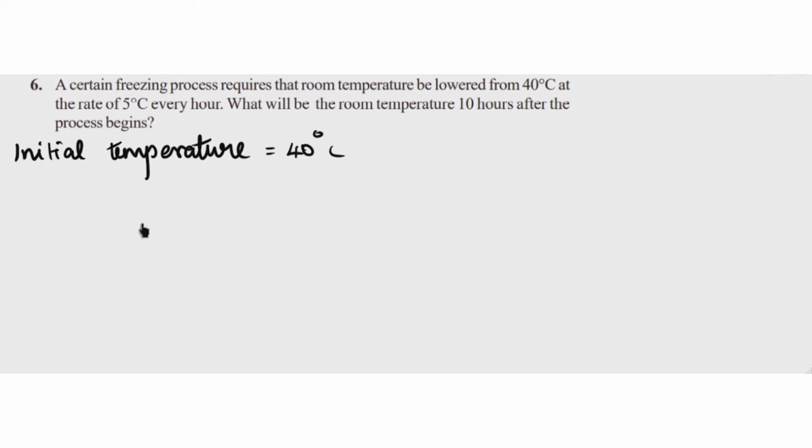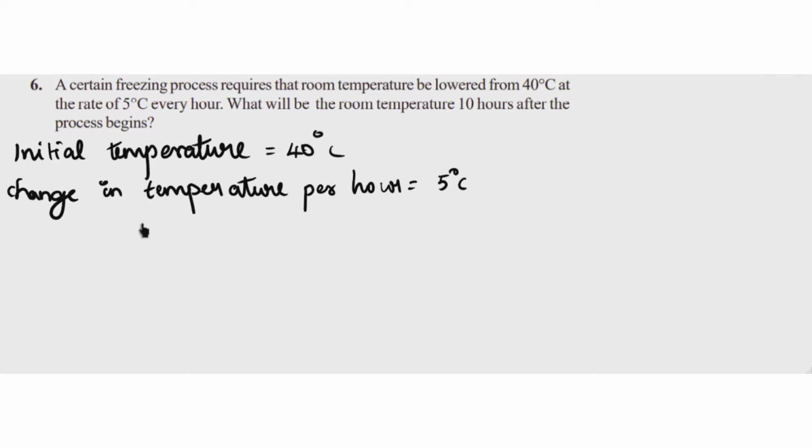Now we can continue the question. At the rate of 5 degrees Celsius every hour. So, change in temperature per hour. For 1 hour, it is changing at 5 degrees Celsius. See here, I have to put minus. Why? From 40 degrees Celsius, it is reducing. After 40 it becomes 35 degrees Celsius and then 30 degrees Celsius. So it is reducing, right? So I am putting the minus sign. So change in temperature per hour is minus 5 degrees Celsius.